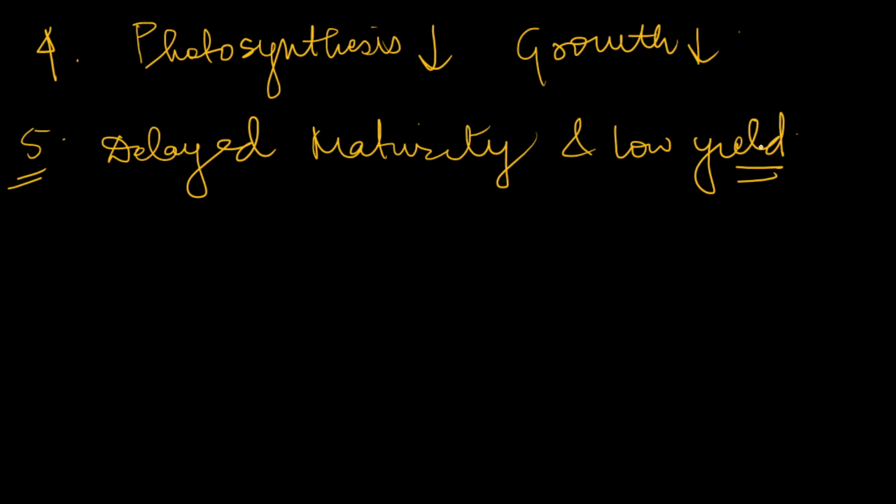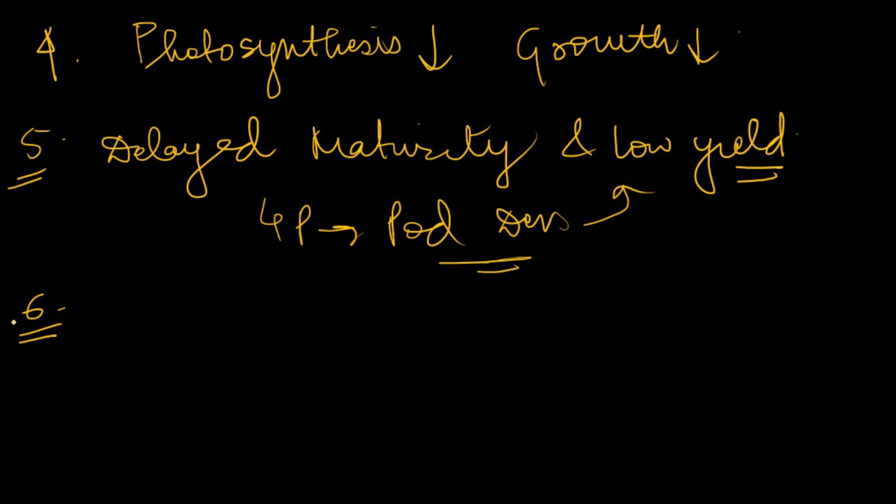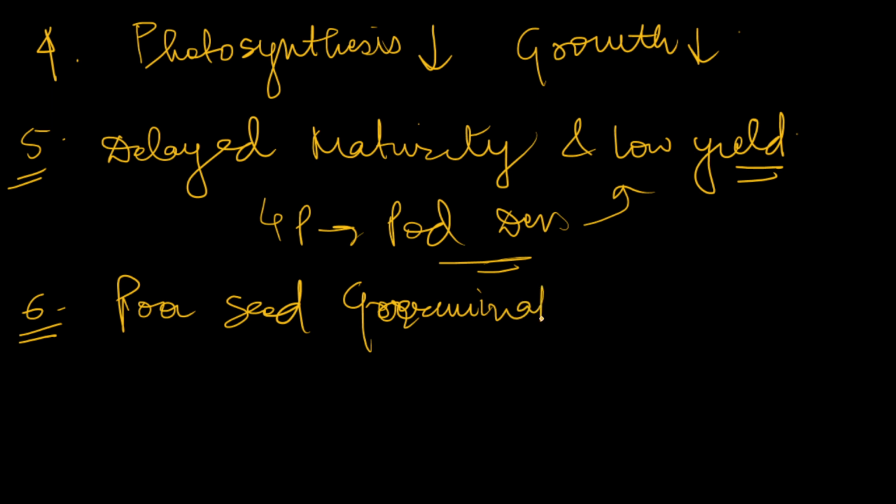Obviously, it will affect various crop stages. For example, in pulses, it can affect our pod development stage, and if that happens, low yield will be a problem. It will also lead to poor seed germination and establishment. Obviously, there will be a lack of air availability. All these things will hamper germination inside the soil.